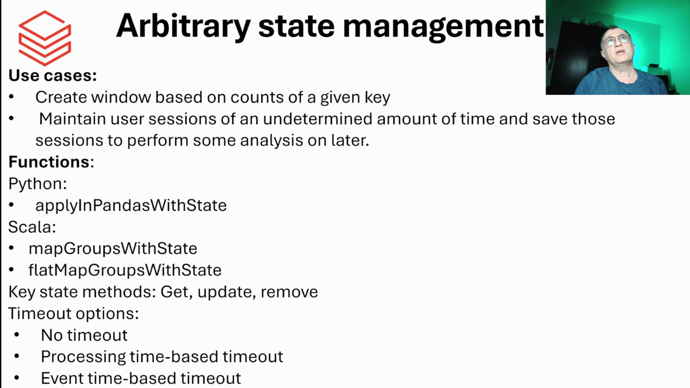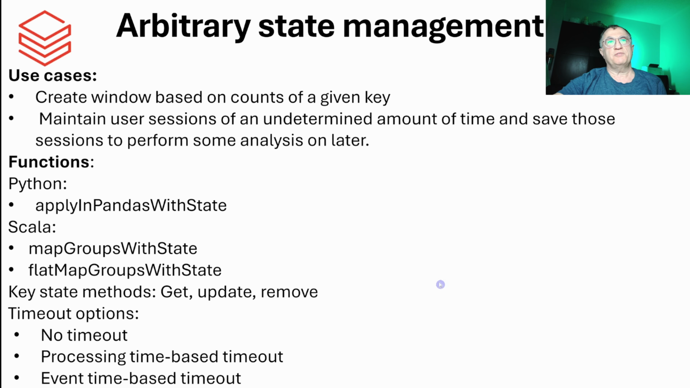For example, you could create windows based on counts of a given key rather than specifying some fixed window length. In terms of the actual implementation of arbitrary state management, until recently, you could only do that within Scala. There are two functions for that, mapGroupsWithState and flatMapGroupsWithState. Recently, Databricks added support in Python for arbitrary state management. You can do it using the applyInPandasWithState function, which we'll be exploring shortly.